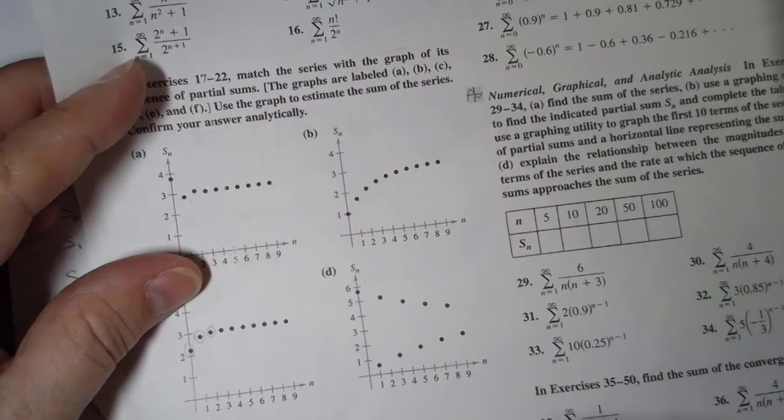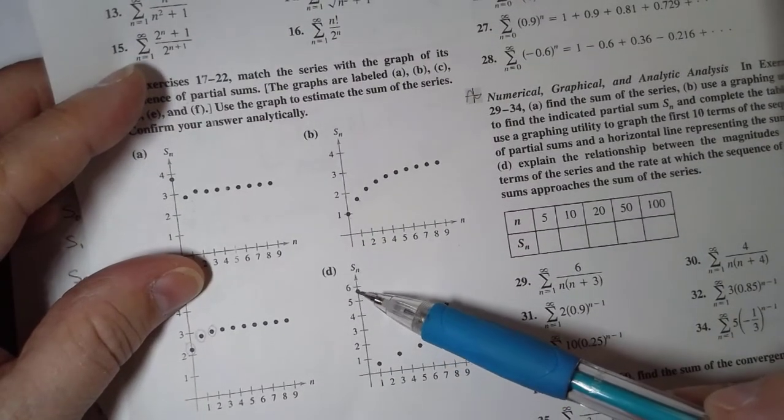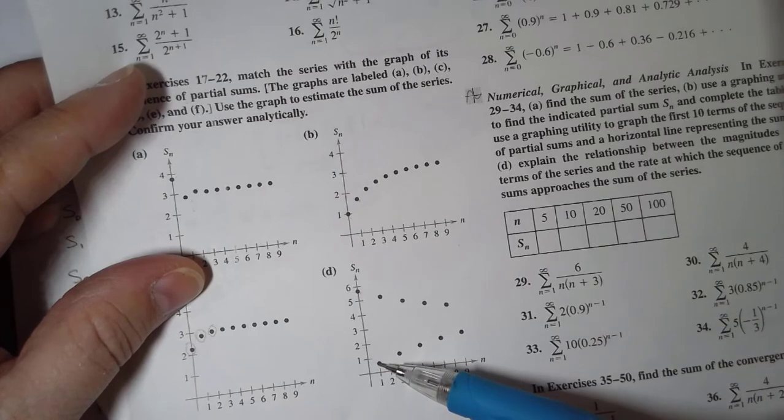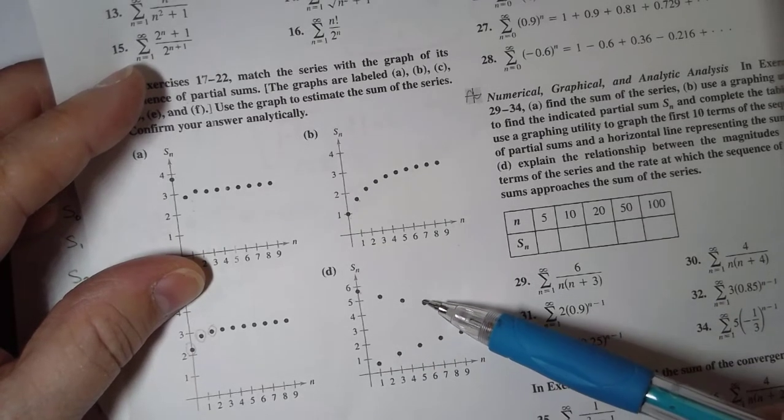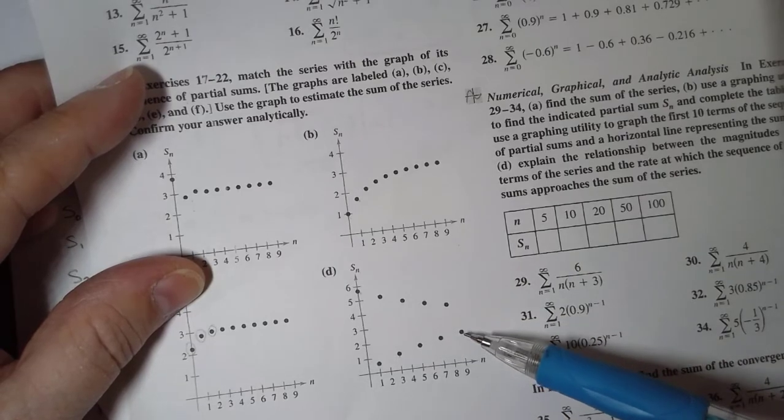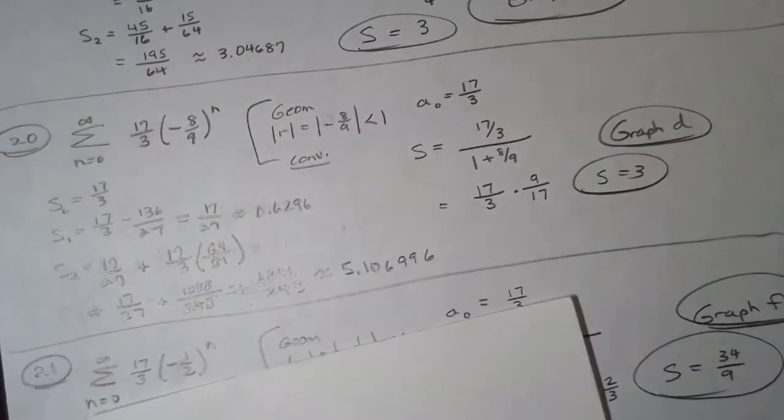So here we are. If we look at graph D, my first partial sum is almost 6, and then it came down here a little bit over a half, and you can see it's doing this. As I add terms, my sum seems to be converging, and it is converging to 3.